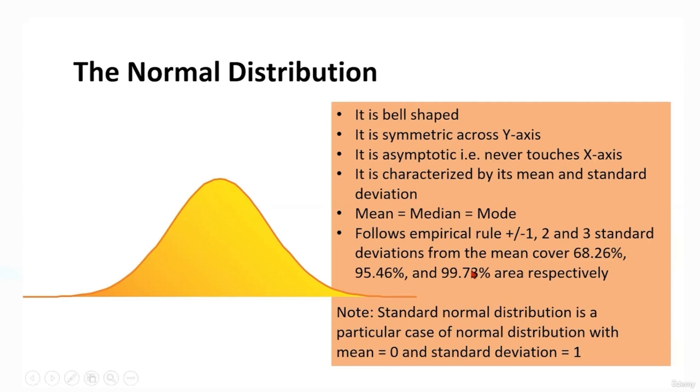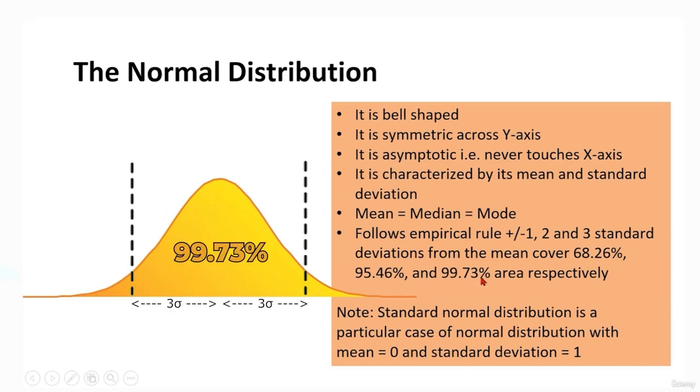So we said that a normal distribution is centered at mean. If we move plus or minus one standard deviation from the mean, it covers 68% of the area. The total area under this curve is the probability, and it always adds up to 1. If we move plus or minus 2 standard deviations from the mean, we'll be covering about 95.46% of the area. And if we move plus or minus 3 standard deviations from the mean, it'll be covering about 99.73% of the area.